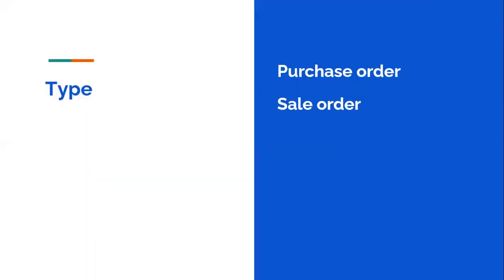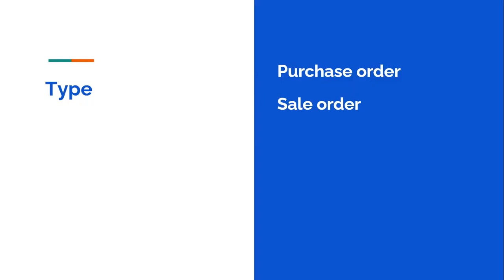There are two types of order. One is the purchase order, another is called a sales order. Now, purchase order means whenever you require a material from the market, you place an order to your vendor. In that scenario, it's defined as a purchase order.